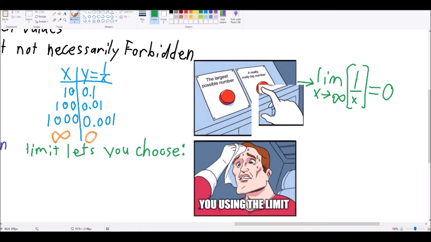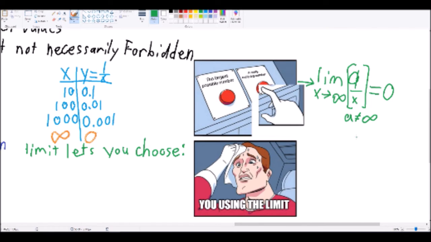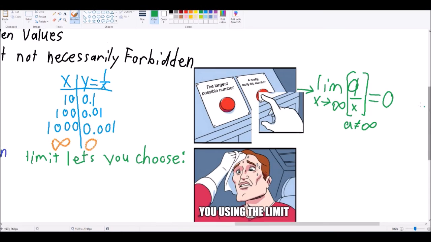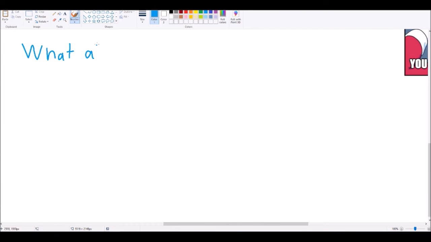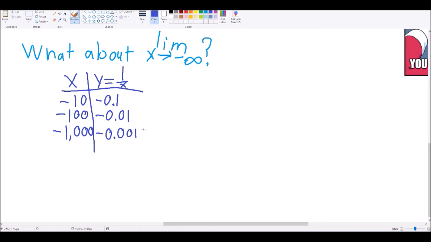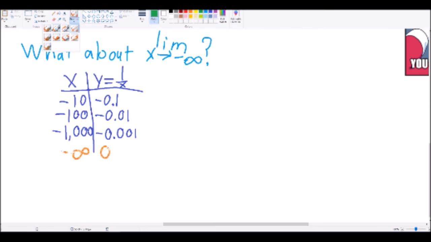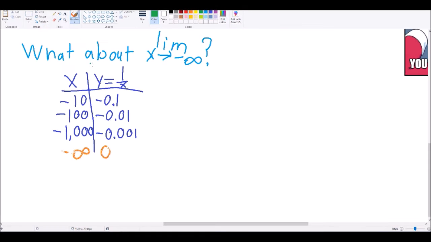Now the cool part is that this works for any number divided by infinity, except for infinity itself. But now it begs the question, what about negative infinity? Let's see what happens. And here we can see that as x gets larger in the negative direction, y gets closer to 0, but in the negative direction.